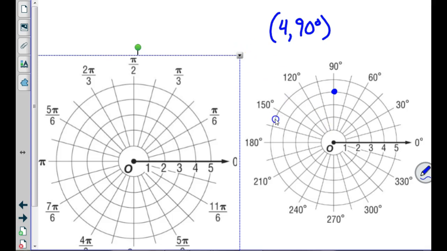This polar graphing is used in, like, radar. When you see a ship or a plane on radar, or air traffic controllers. All right, what about 2, negative 135?